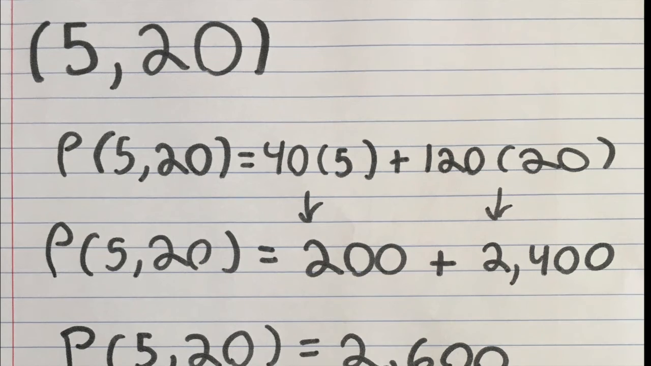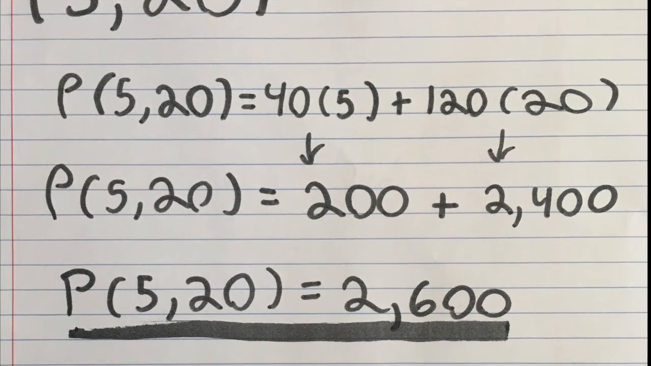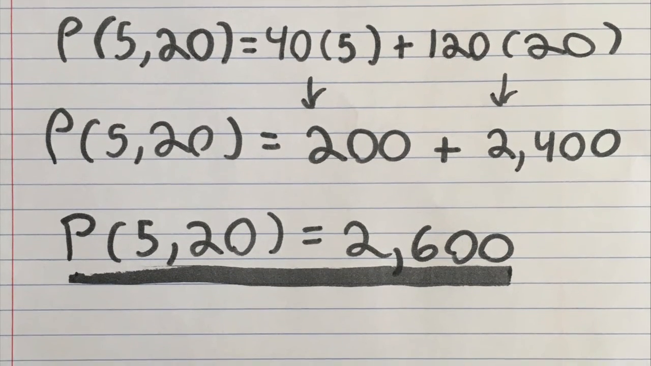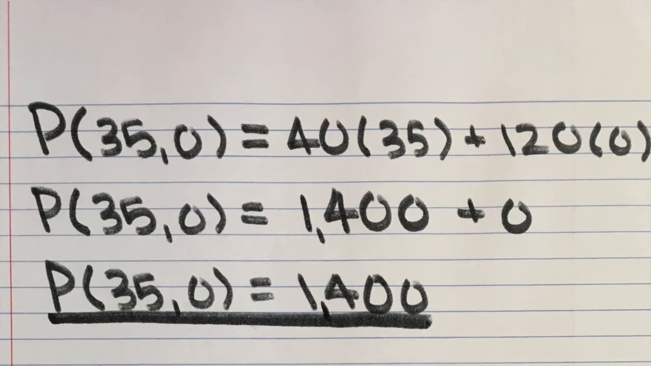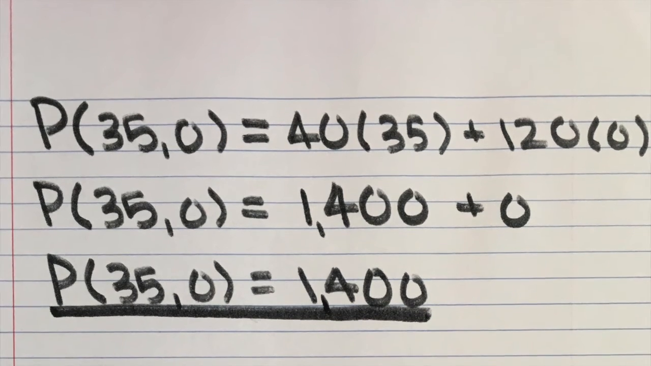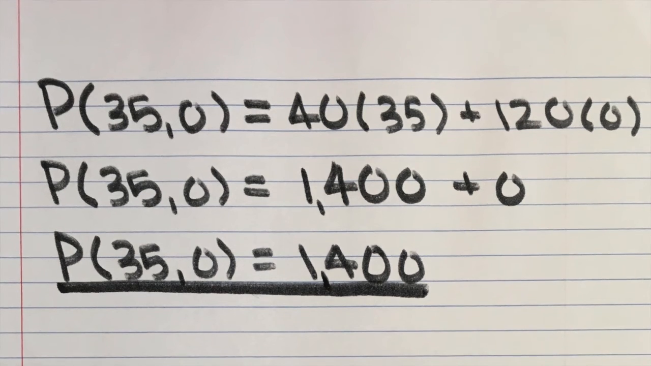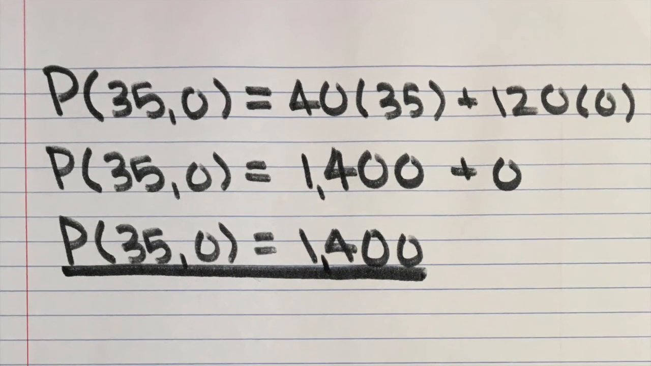Then we plug in our point (5, 20) to get P(5, 20) equals 40 times 5 plus 120 times 20, which equals $2,600. Now we plug in the point (0, 20) to get P(0, 20) equals 40 times 0 plus 120 times 20, which gets us $2,400. Next, we plug in the point (35, 0). Our equation is P(35, 0) equals 40 times 35 plus 120 times 0, which gets us $1,400.